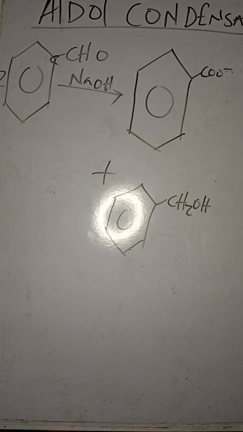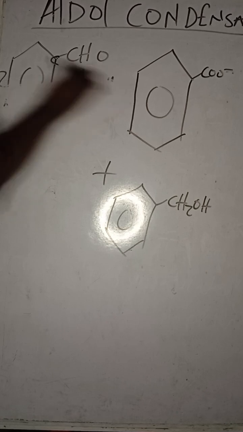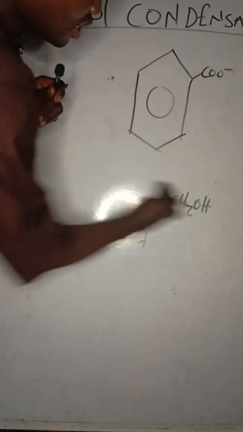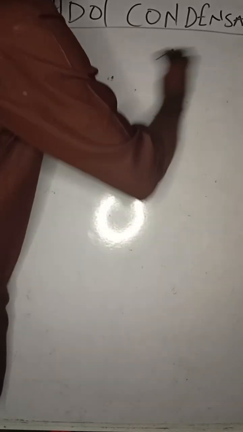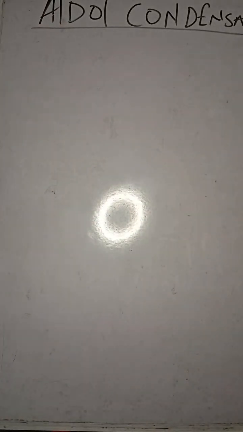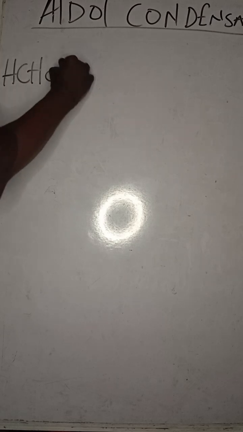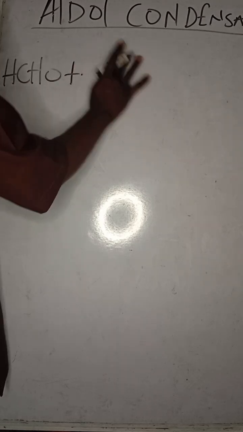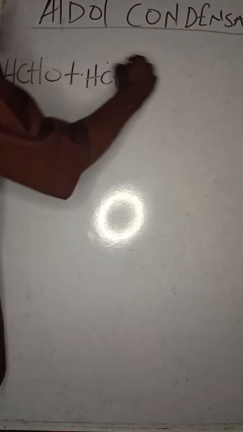I'll do one more Cannizzaro's reaction and one more aldol condensation. So another example of Cannizzaro's reaction is seen in methanal. So methanal is HCHO. No alpha hydrogen, as all the hydrogens are attached to the carbon carrying the functional group. So no alpha hydrogen.